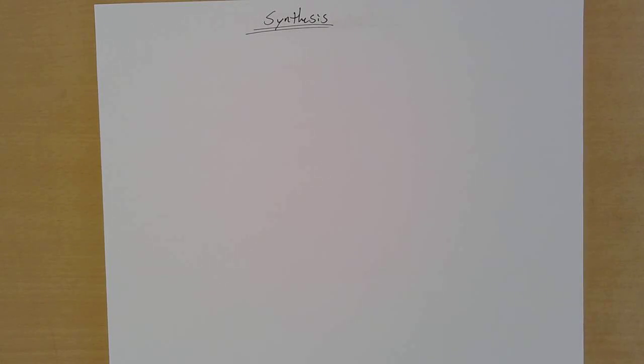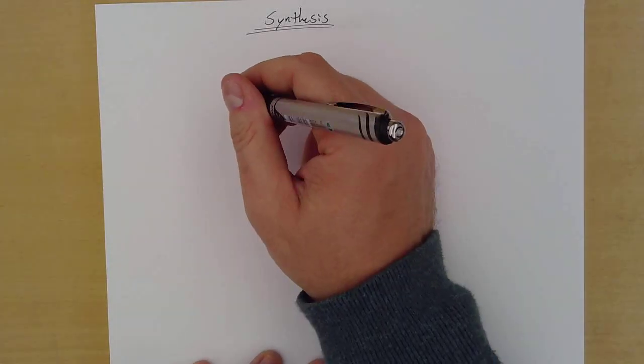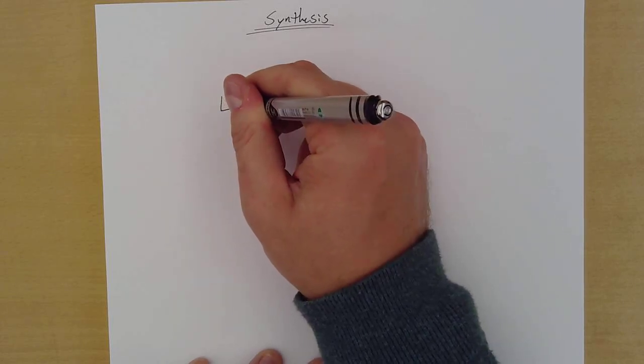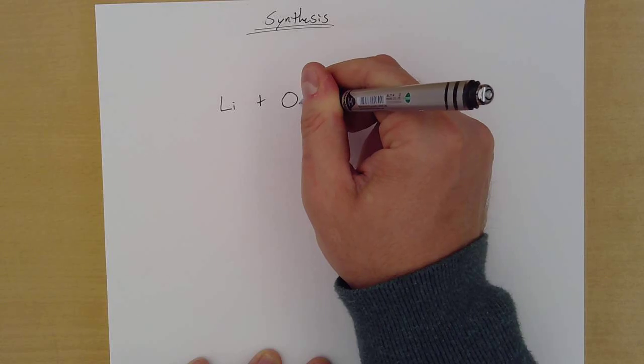If you were doing this later, you may want to check solubility rules if you're doing this for a different class. Now we have a synthesis. So let's take a look at a synthesis reaction. So we have Li plus O2.